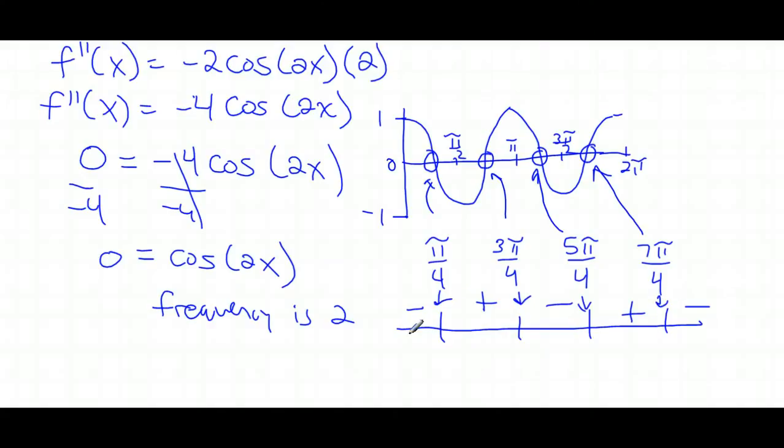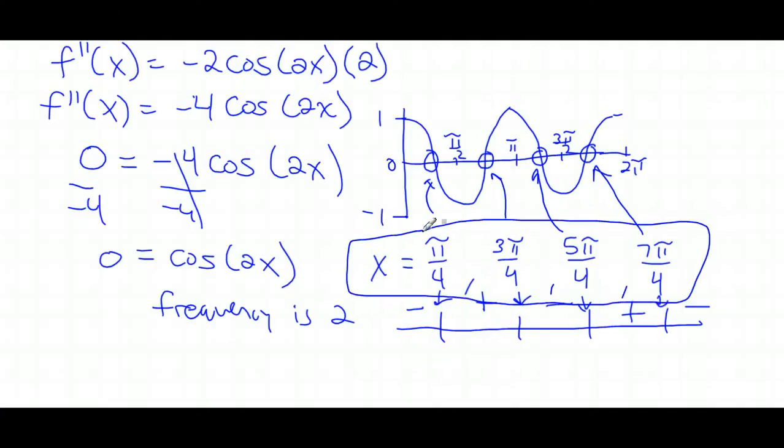Okay, so it's where they're switching from concave down to concave up, or concave up to concave down. So it'd be x equals all of these. So x equals that, x equals that, x equals that, and x equals that. So there are all your answers.